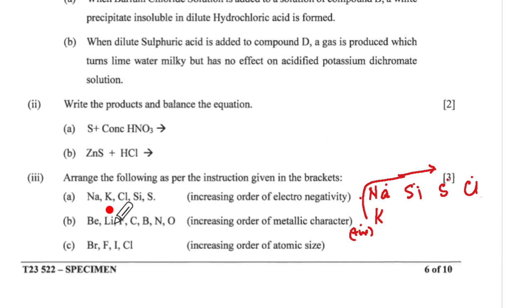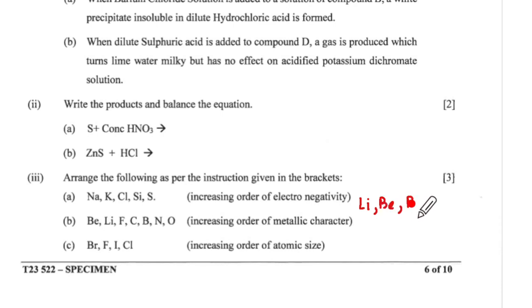So how do we write the order? It will be increasing order, means you will start with the electropositive and go towards electronegative. So we'll have K, then Na, then Si, then S, and then Cl. Here we have the second set of elements, increasing order of metallic character. To begin with, let us just arrange them properly according to period 2. It is Li, then B. So this is the order 1, 2, 3, 4, 5, 6, 7.